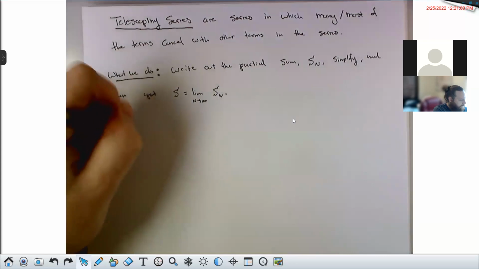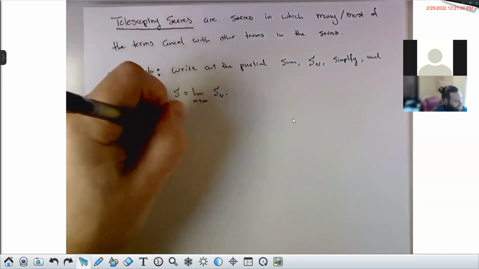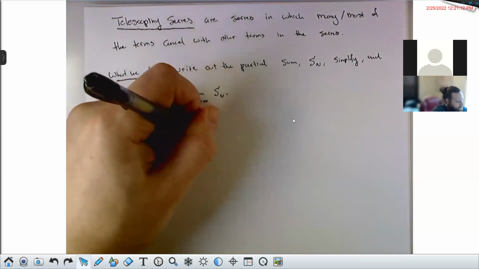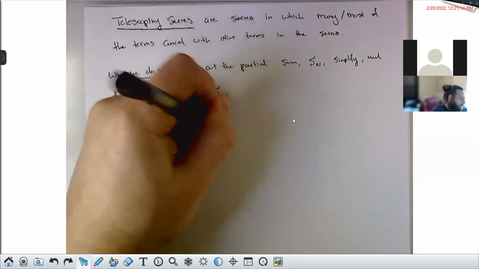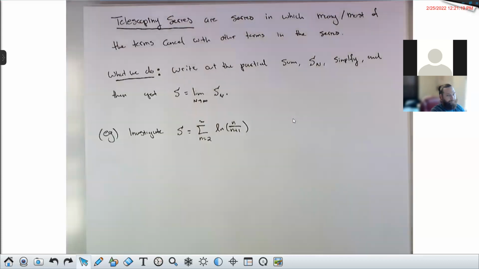So we're going to start by investigating the series S equals the sum from n equals 2 to infinity of the natural log of n over n plus 1. I claim that this is a series where most of the terms cancel and go away, which makes it a remarkably easy series to work with, but only if you approach it from this angle.